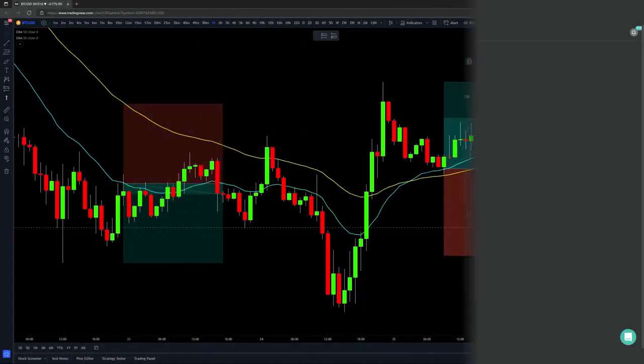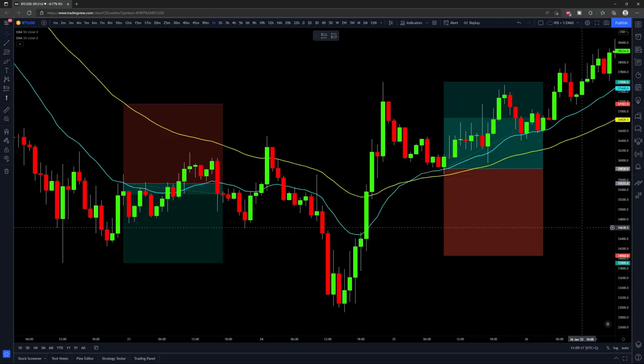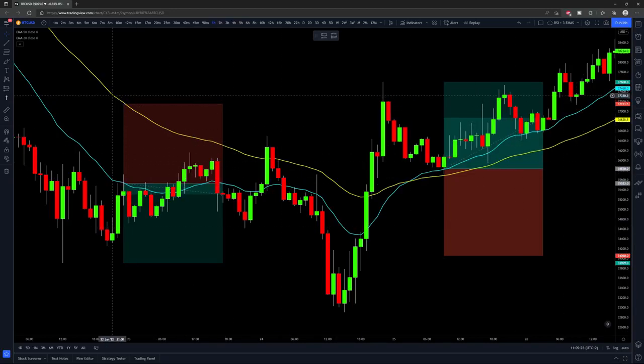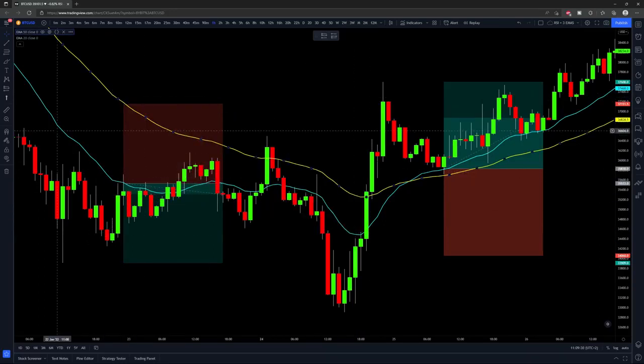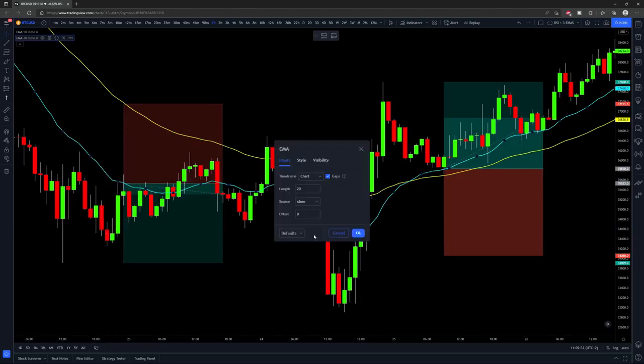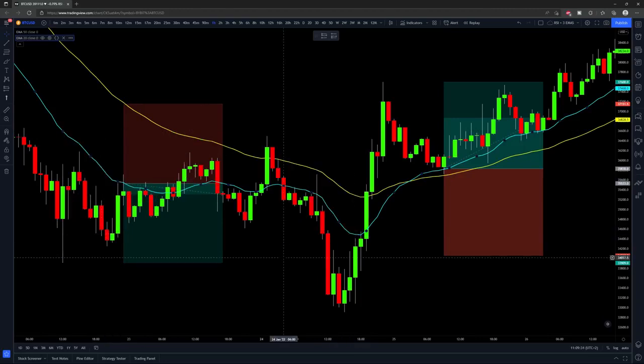Now let's cover the strategy, starting with the indicators that you'll need on your chart. All you're going to need are two exponential moving averages, one in yellow here being the 50-period exponential moving average, and then the one in blue here being the 20-period exponential moving average. Mind you, I'm on the hourly time frame of Bitcoin against the US dollar.